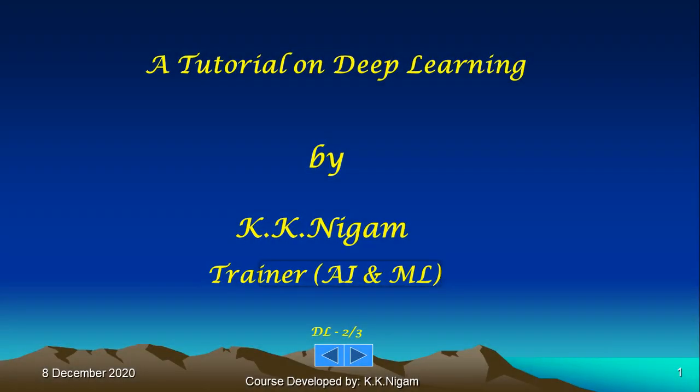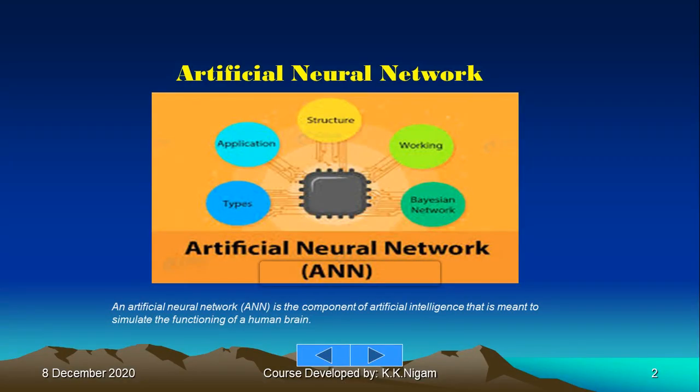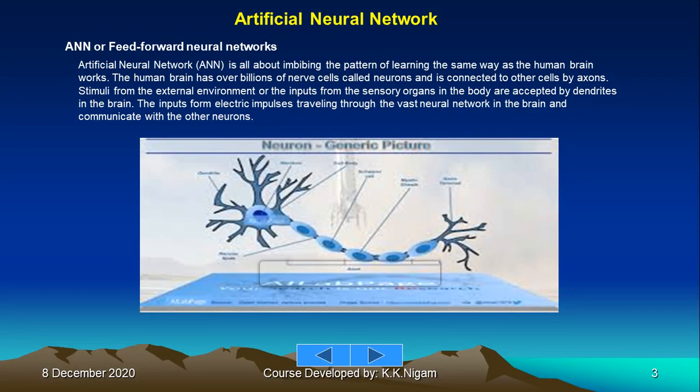So let's start with the second tutorial of deep learning. Now, as we have already seen about the artificial neural network, an artificial neural network is the component of artificial intelligence that is meant to simulate the functioning of the human brain. Now, ANN or feed-forward neural networks. Artificial neural network is all about imbibing the pattern of learning the same way as the human brain works.